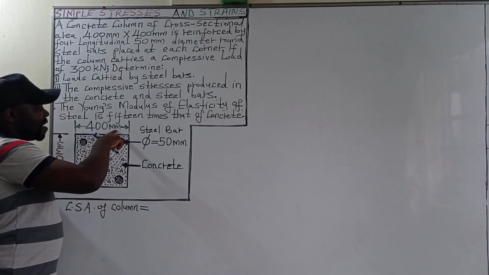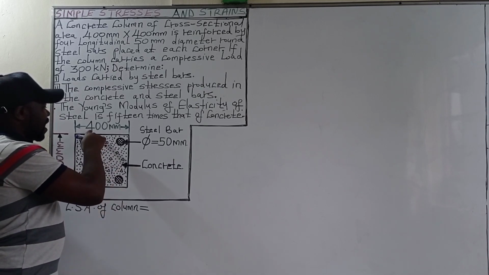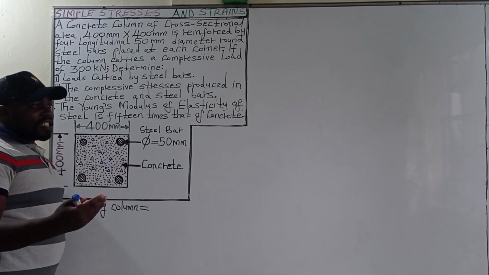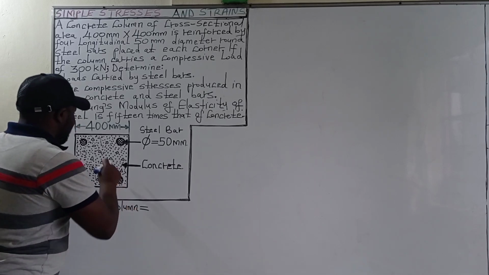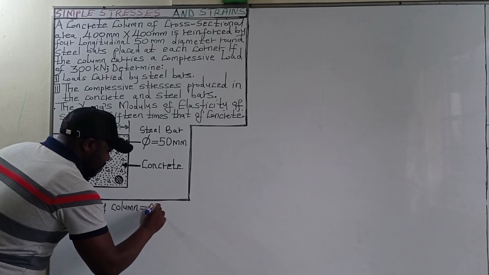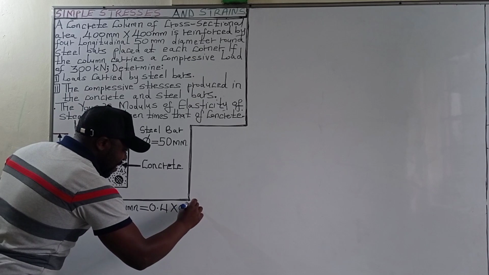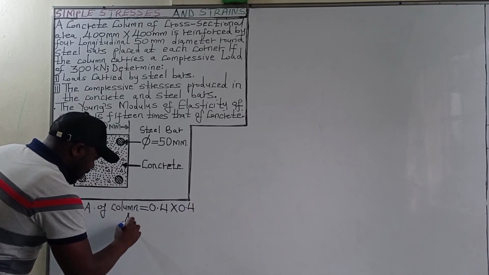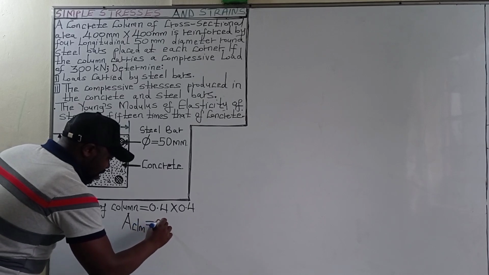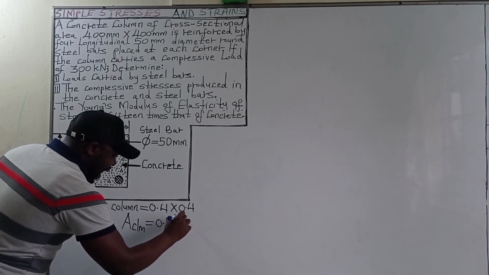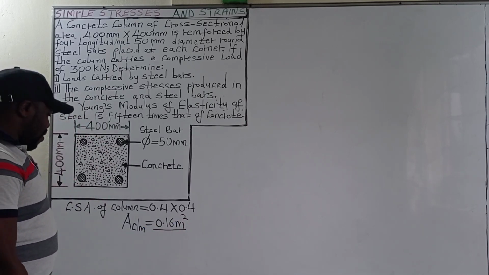So 400 millimeters, we need to convert millimeters to meters. So that is 400 divided by 1,000, since 1 meter is equivalent to 1,000 millimeters. That's going to be 0.4 meters. We multiply by another 0.4 meters, and that is going to give us the area of the column to be 0.16 square meters. So that is the cross-sectional area of the column.